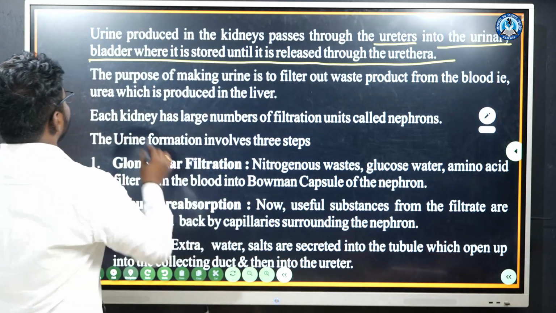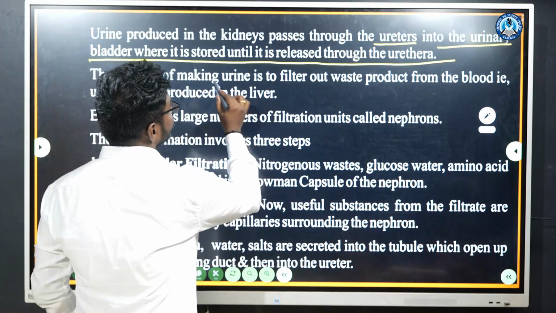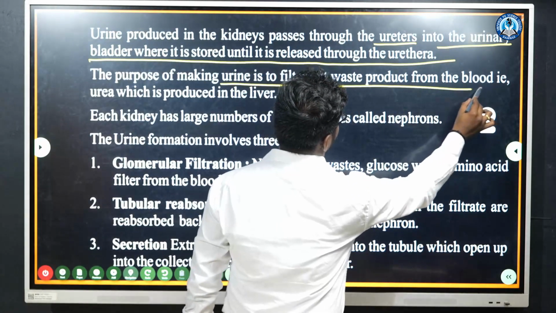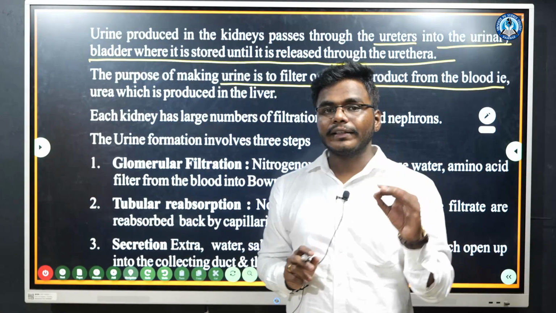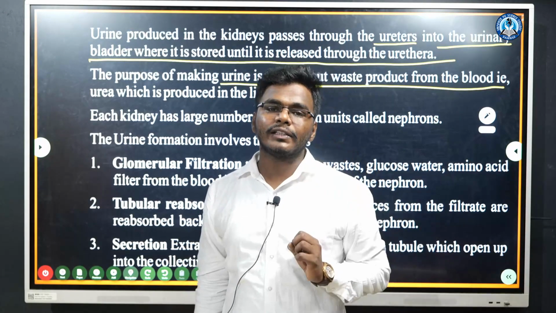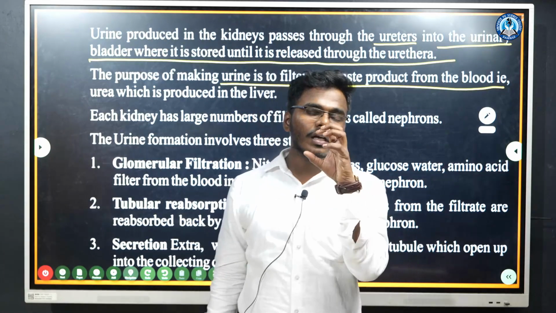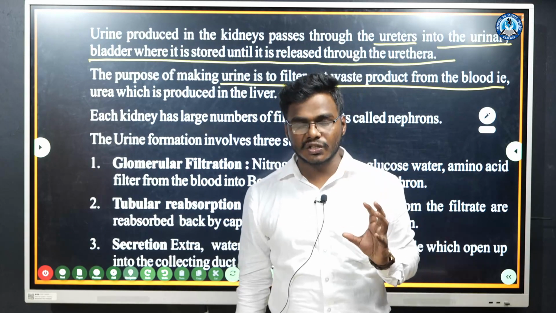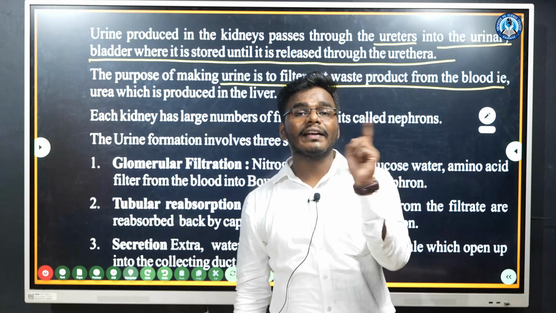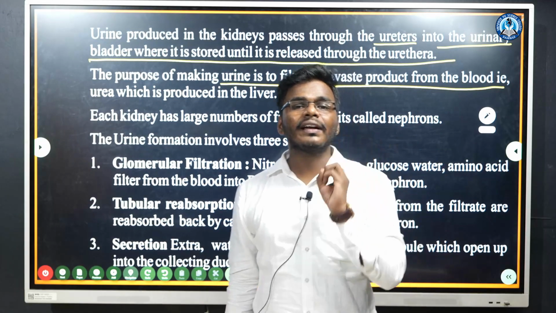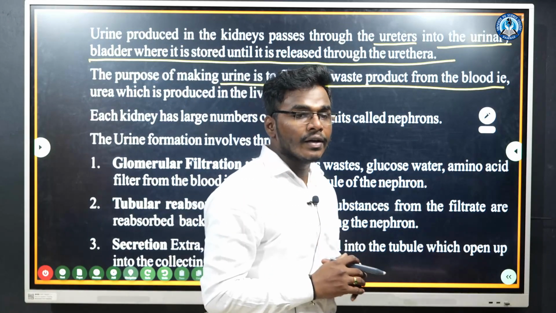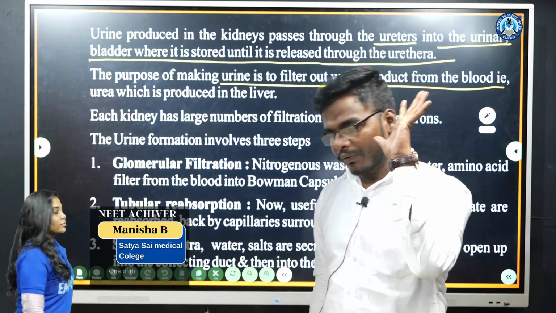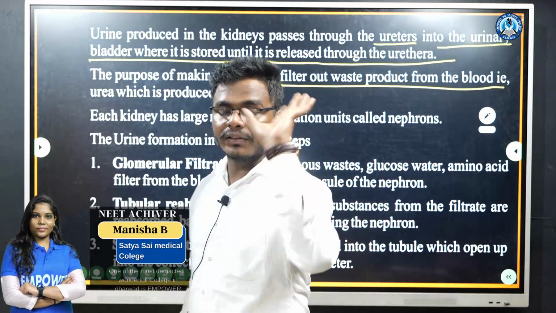So next, the purpose of making urine is to filter out the waste products present in the blood. What is the main function of the kidney? It is the filtration of the blood. So we remove the impure substance, that is the nitrogenous waste, from the blood via kidney filtration. In the kidney, the filtration is carried out by nephrons. Nephrons are the filtration units present in the kidneys.